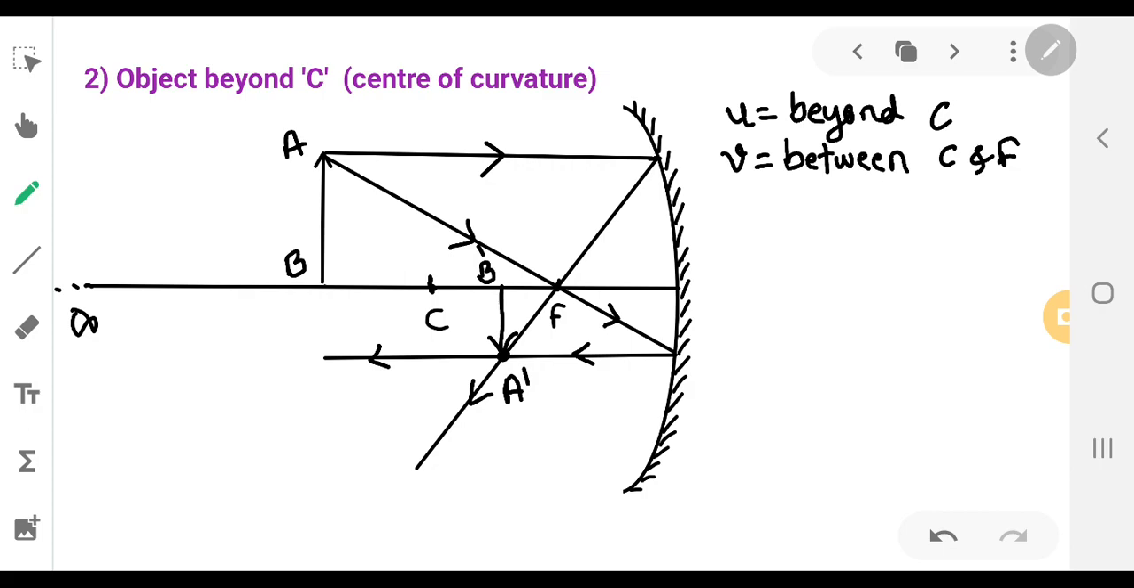Now look at the nature of the image. This is the object height, this is the image height. So the image is enlarged or diminished compared to the object height. Image is smaller, then we can say image is diminished. Now how is the image formed? By the actual meeting of the reflected rays. The reflected rays are actually meeting. So if the rays are actually meeting after reflection, it is called real. The image is real.